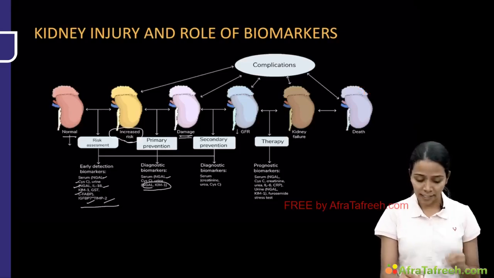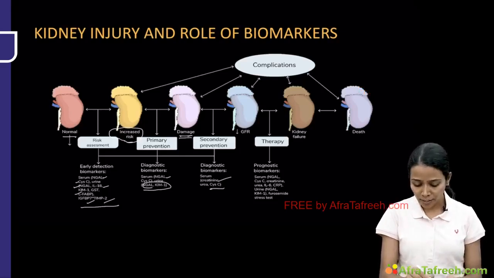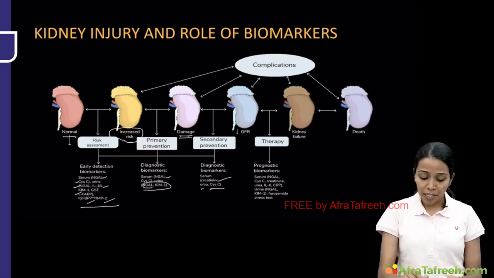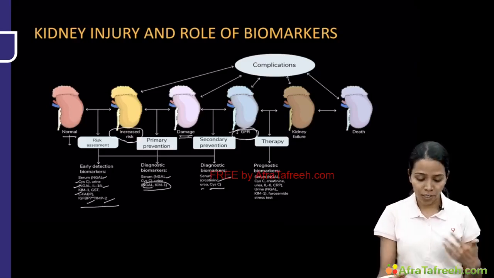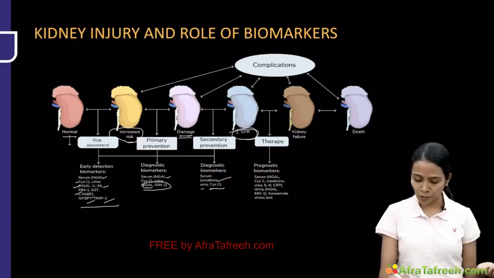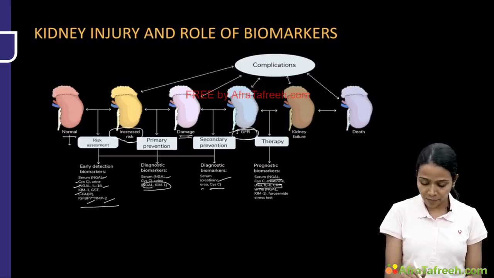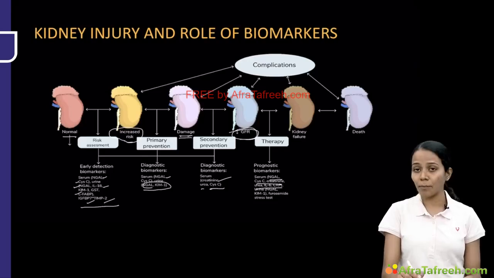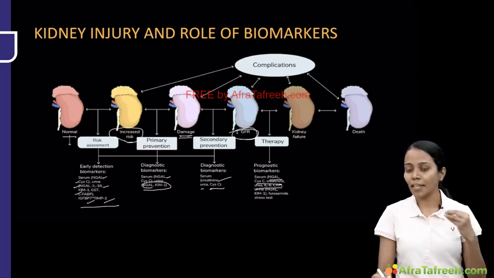Now, once the AKI has started, you can use markers like serum creatinine itself, which is available, or serum urea and cystatin C. After this point, GFR will start falling. And then you start whatever your specific therapy. And if kidney failure happens, you put the patient on dialysis. Here, the prognostic markers which can be used are NGAL, cystatin C, urea, interleukin 6; in urine, NGAL and KIM1. All these prognostic biomarkers are used prognostically to see if the kidney damage is coming down.